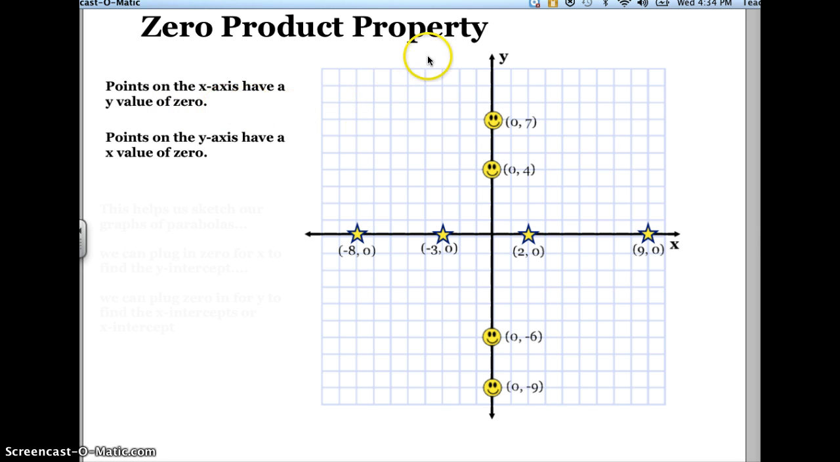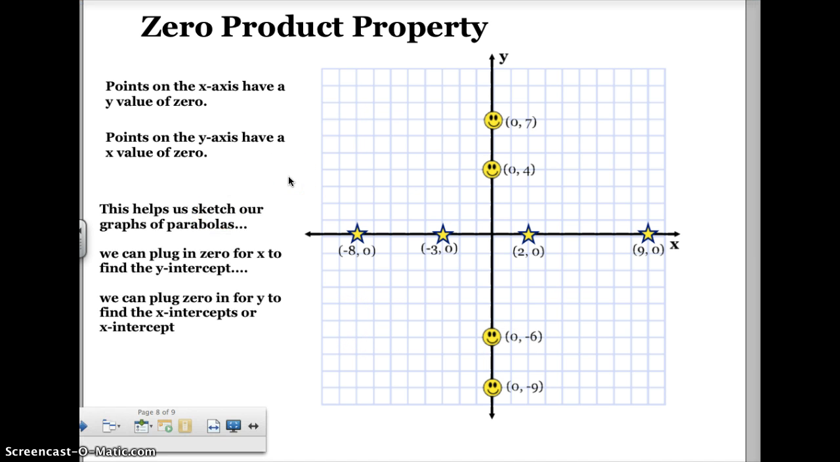I also have a bunch of points on the y-axis: (0, 7), (0, 4), (0, -6), and (0, 9). Now these are all similar also because each of the points on the y-axis has an x value of 0. So the x value in the ordered pair is going to be 0. Now how is that going to help us sketch a parabola?